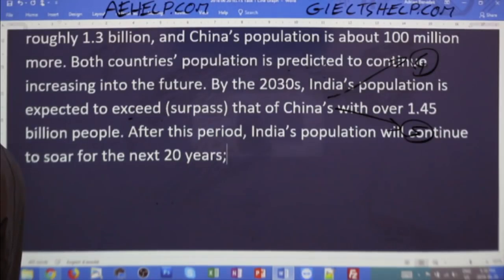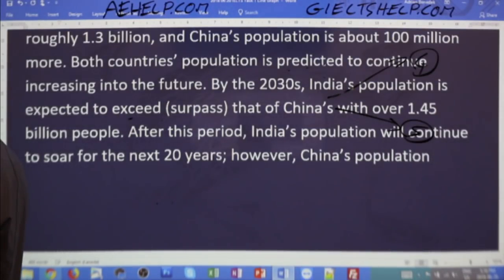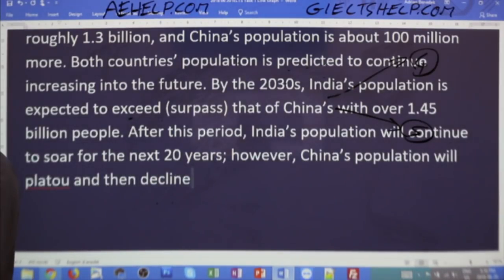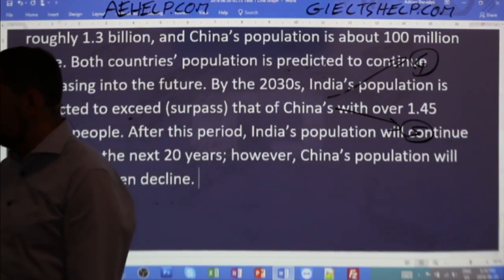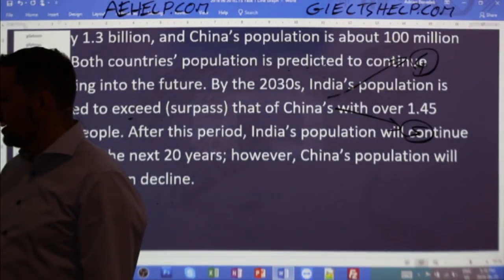However, China's population will plateau. I cannot spell that word. Check in a second. China's population will plateau and then decline. Okay. And then if you have more time, you can actually give the numbers.